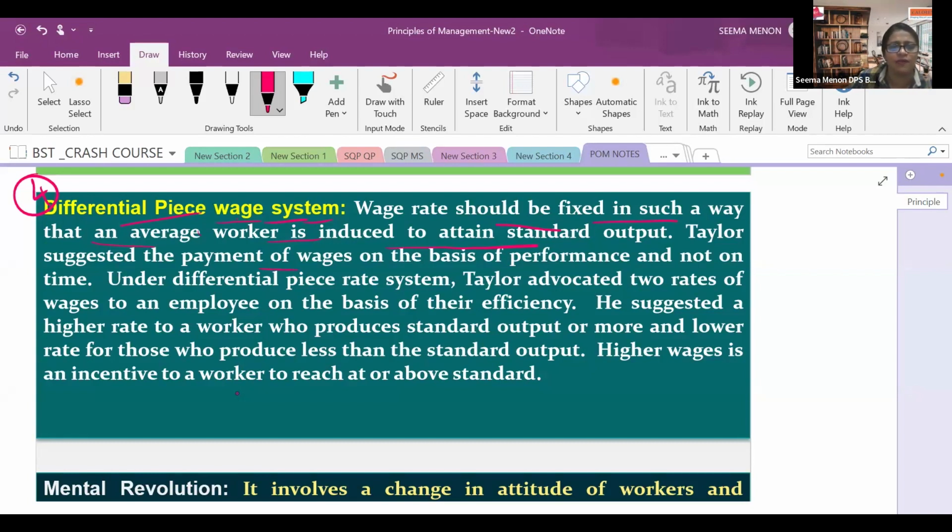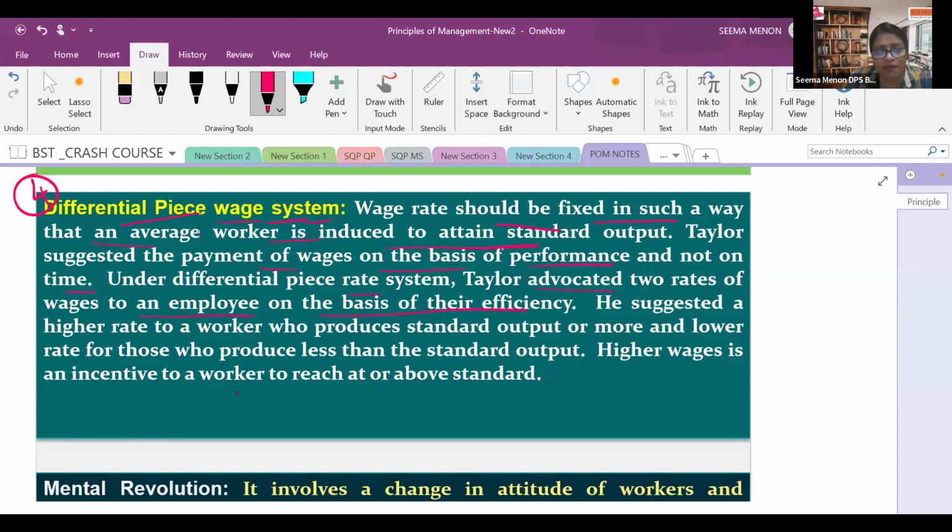Taylor suggested the payment of wages on the basis of performance and not on time. What Taylor is saying is, on the basis of performance, give them. Those who manufacture or produce the maximum, those who put in maximum effort, give them more wages. Under the differential piece rate system, Taylor advocated 2 rates of wages to an employee on the basis of their efficiency.